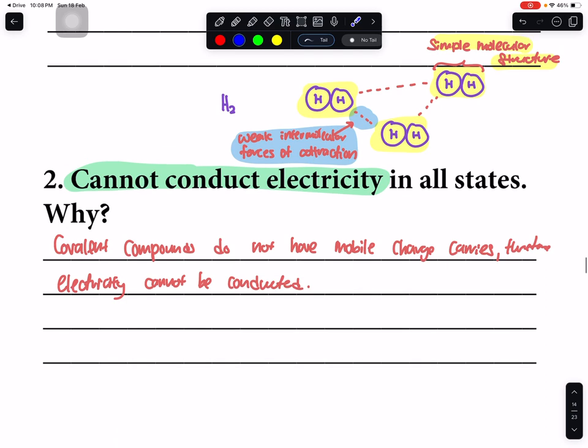Okay, and then for the next part, you'll realize that covalent compounds won't be able to conduct electricity at all. So why is that the case? It's because covalent compounds will not have any mobile charge carriers, meaning they do not have any ions, neither do they have electrons that are free to move. So because of that, electricity cannot be conducted.